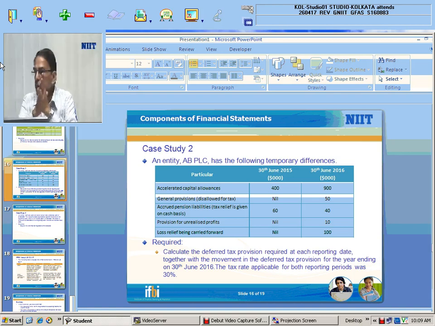Welcome back after the break. So let's look at the case study 2. An entity AB PLC has the following temporary differences.